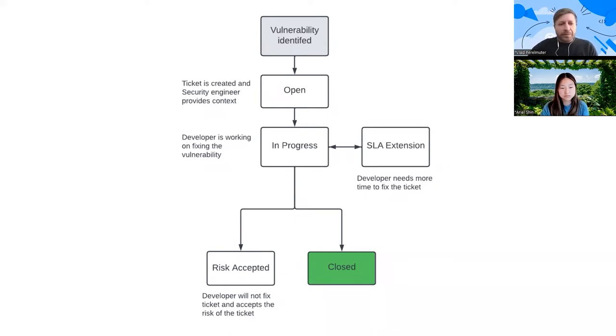So first, a vulnerability is identified by a security engineer who then goes on to open a ticket with some context for the developer that picks it up to be able to action on it. At times, the developer may need additional time to complete the work, in which case they may request an SLA extension. At times, the developer may not be able to fix it, may not want to, or it just may not be possible, in which case the risk may possibly get accepted. In the other case, everything can go perfectly right, the vulnerability is resolved, and the ticket will be closed.